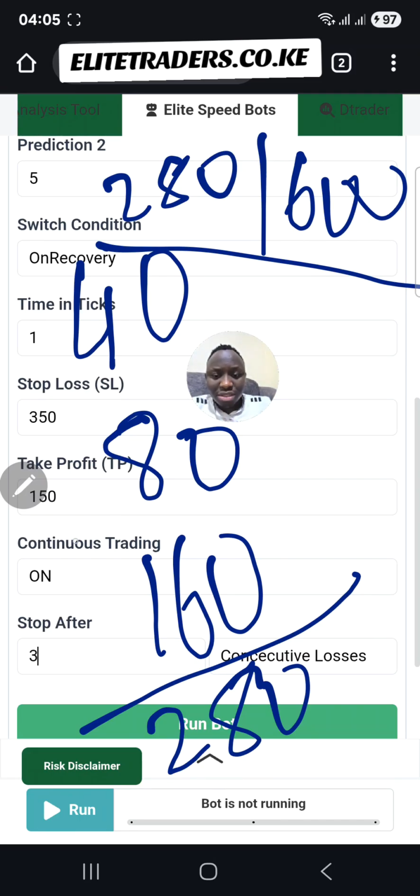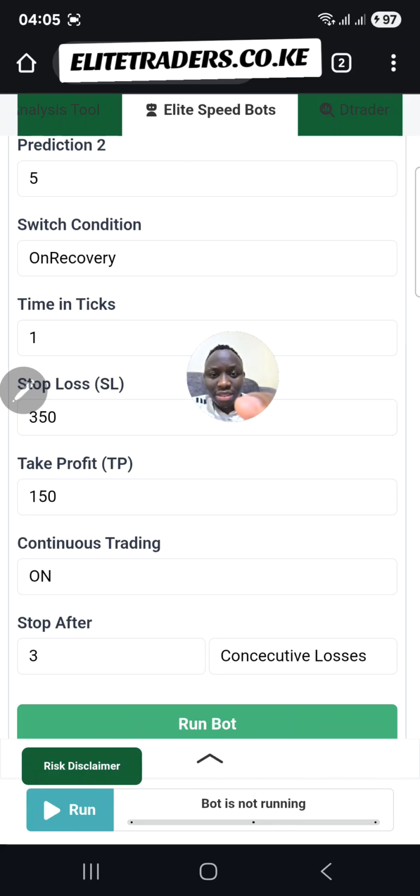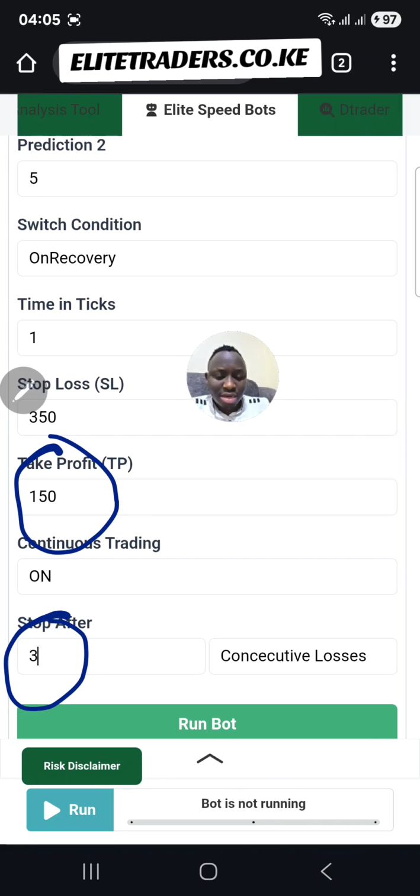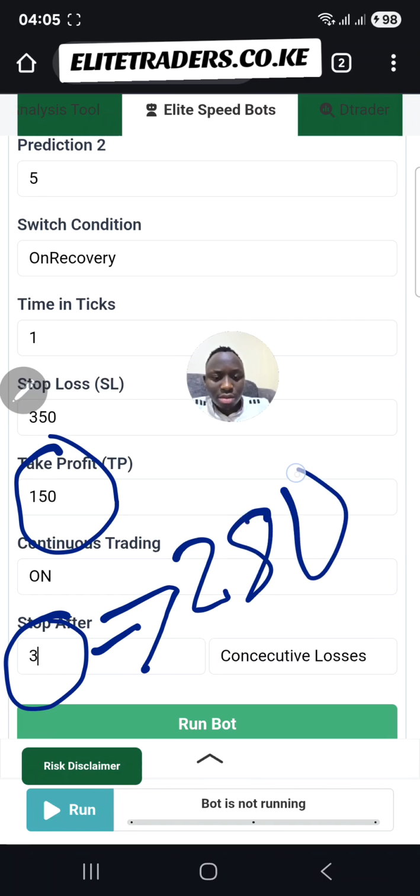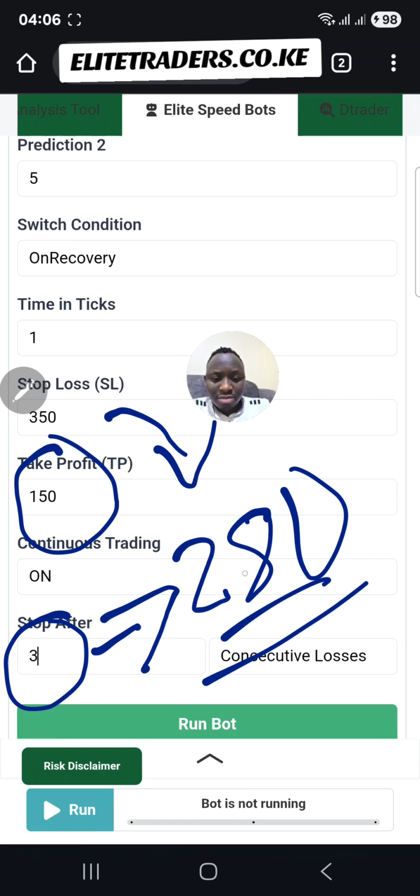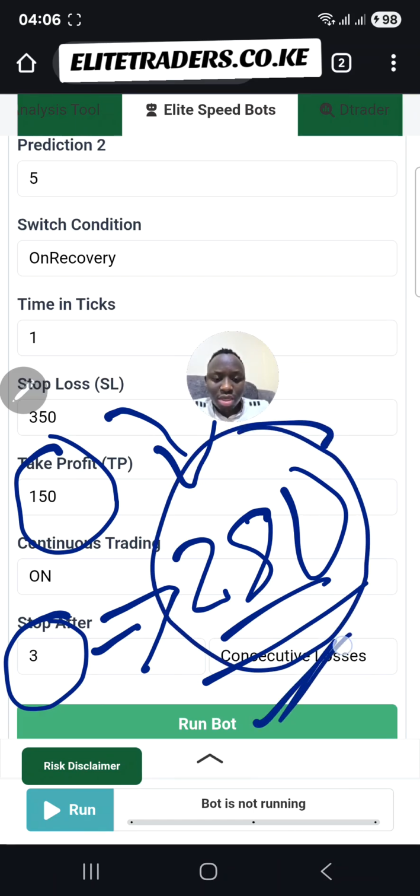So for this specific trade, I'm targeting 150 USD. Consecutive losses, I'll take 3. With these 3 consecutive losses, I start losing 250. That's how you always do your calculation. Then the stop loss, you should always make sure that your stop loss is above this. That's why we set up 350, because if you set it at 250, how much you are risking is 280.